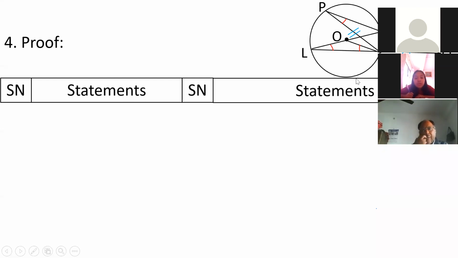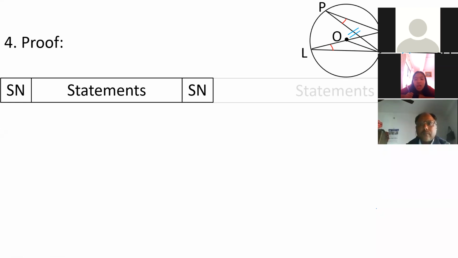This must be reasons. I have written this as statement. Sorry. So you can recorrect this one. Here must be the reason. While typing, I have made a mistake. So let's move to this part.